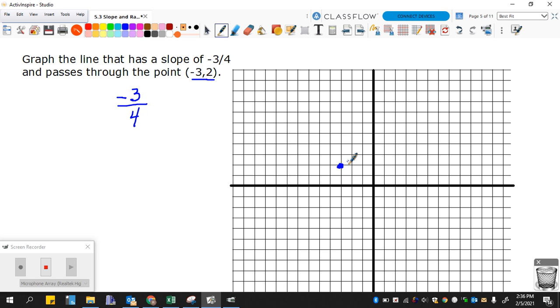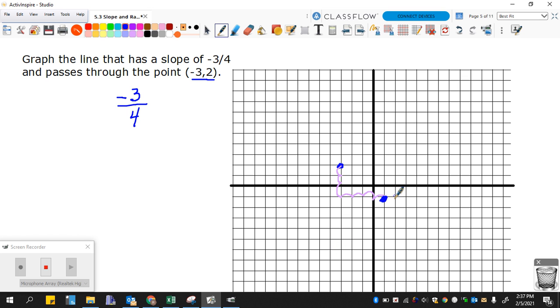So that means that, and let me just get a slightly different color here, okay? That means that we're going to go down 3. So we're going to go 1, 2, 3, and then to the right 4. 1, 2, 3, 4, and we end up right here, and that's where we draw our second line.